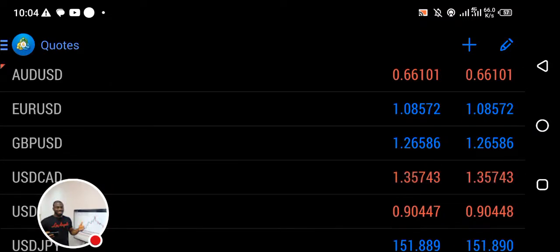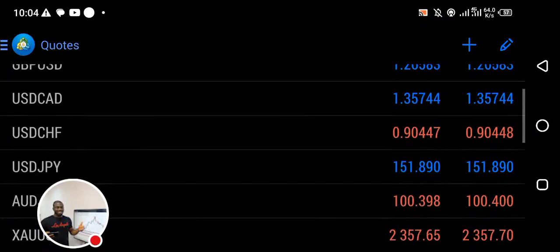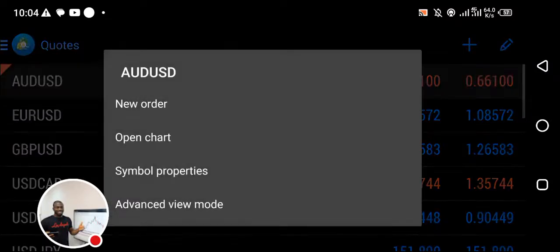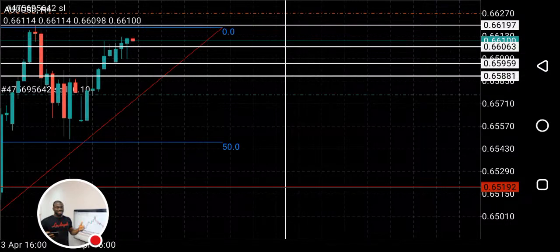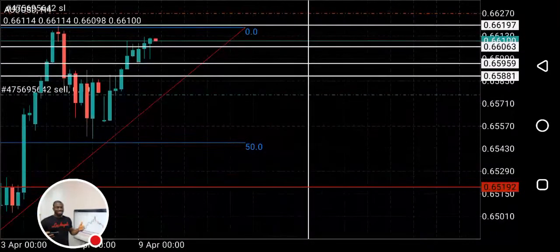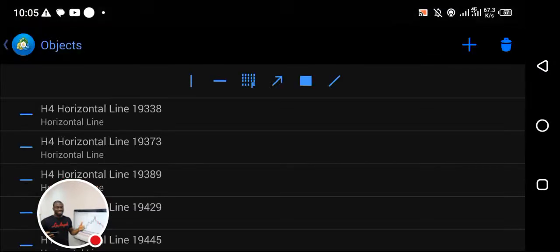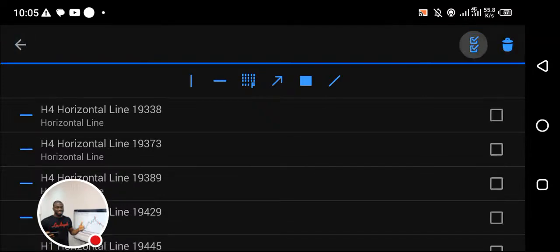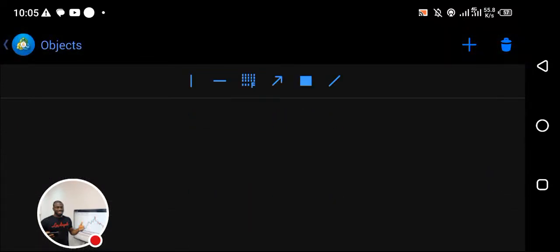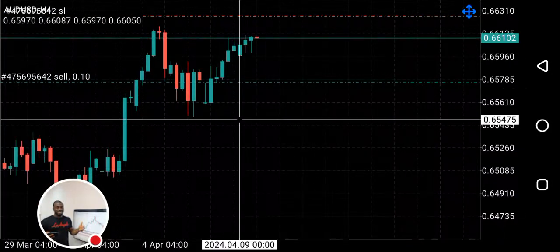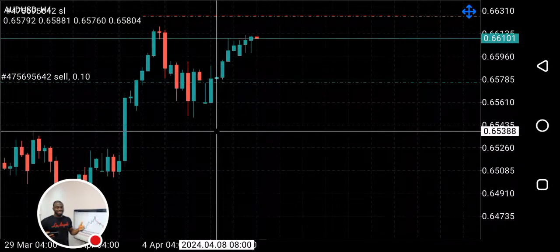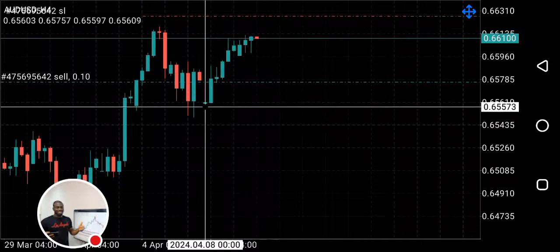So let's go straight to the chart. First, we'll be looking at Australian dollar USD. My bias on Australian dollar USD still remains bearish. As you can see, I took a sell trade yesterday, and it has been on drawdown. You can see where I took a sell. I expected this pullback.